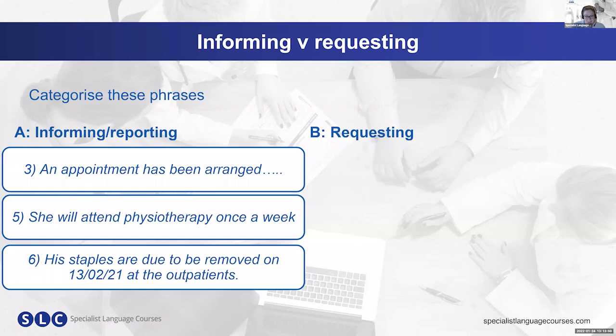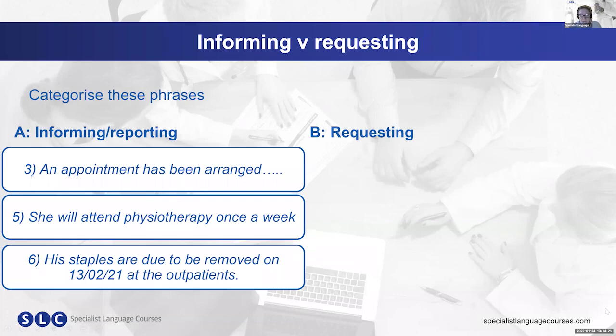You know, she will attend physiotherapy once a week. She will attend the hospital outpatients department twice a week. So this is things that are going to happen regarding their future care, but the reader doesn't actually need to do anything. They don't need to make sure they go. They don't need to go with them. They just need to know. Again, here, his staples are due to be removed on the 13th of February at the outpatients. The reader's not removing the staples.